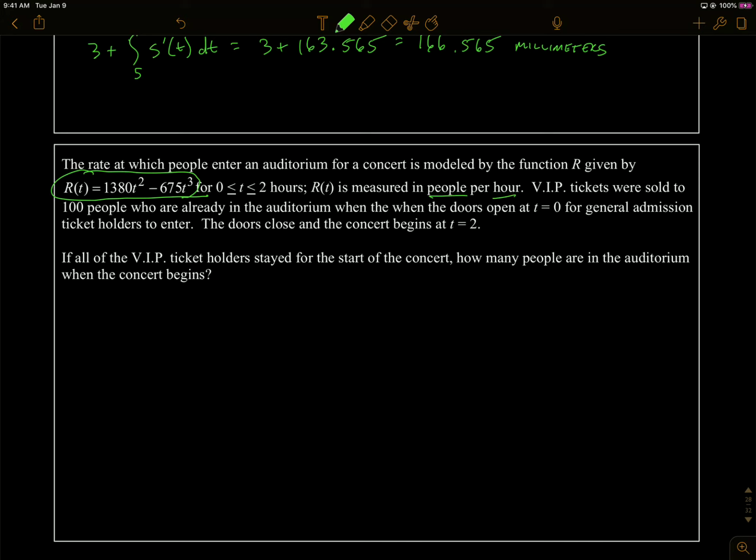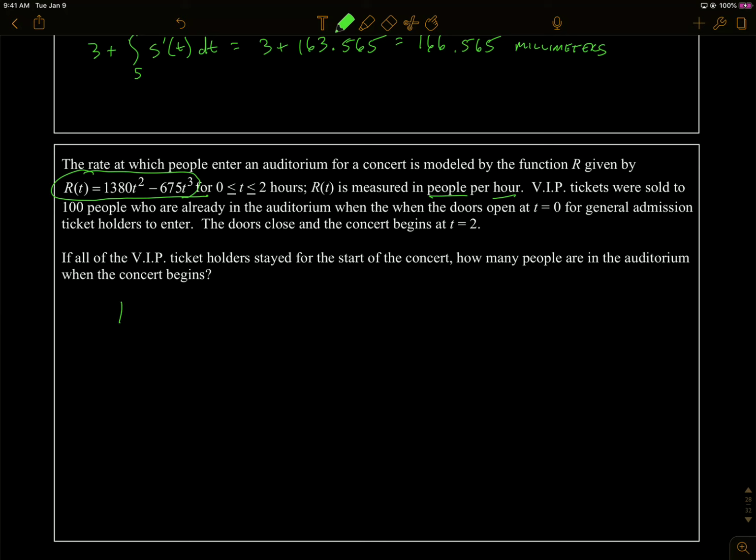If they say all the people stayed for the start of the concert, how many people are in the auditorium when the concert begins? So let's see. They're setting up for 2 hours. So they want to know how many people are there when the concert begins. So that means they want to find whatever the antiderivative of R is. We don't have notation, because if it were R prime I'd call it R, but it's already a capital R. So whatever the primitive function is, that means the antiderivative, some function whose derivative is R. I want to find how many people are there when I plug in 2 to that.